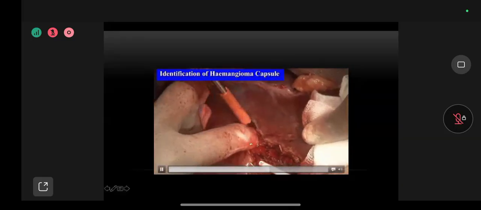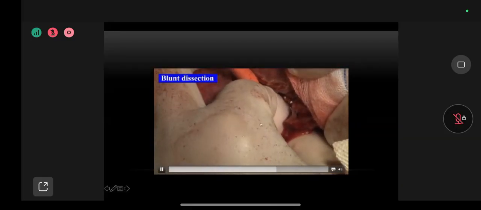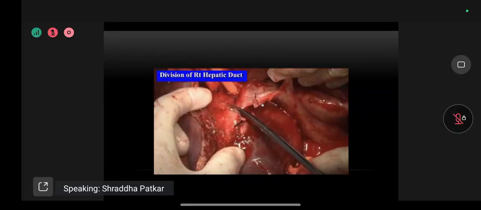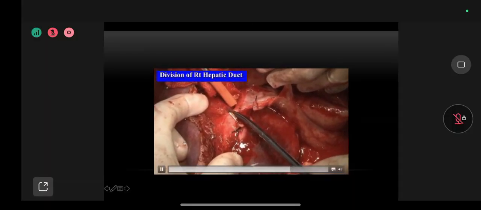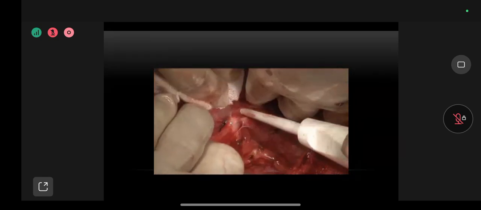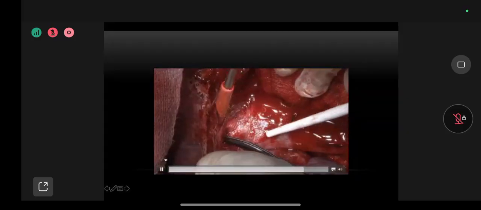This is it. So once you have identified it, just stick to the edge, and you will not encounter troublesome bleeding or bile leak. In this patient, because it necessitated a right hepatectomy, we had to take the inflow and divide it to get the complete tumor out.